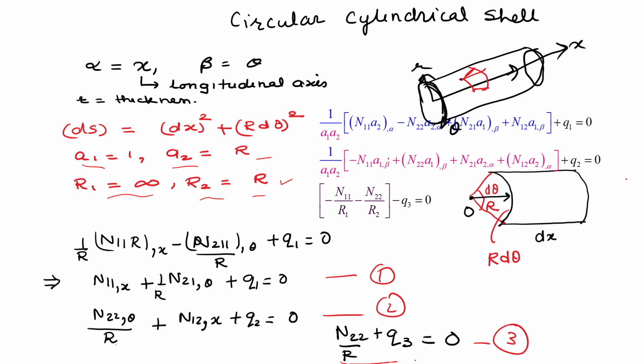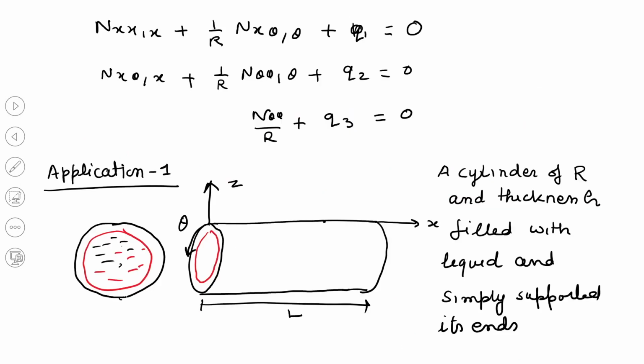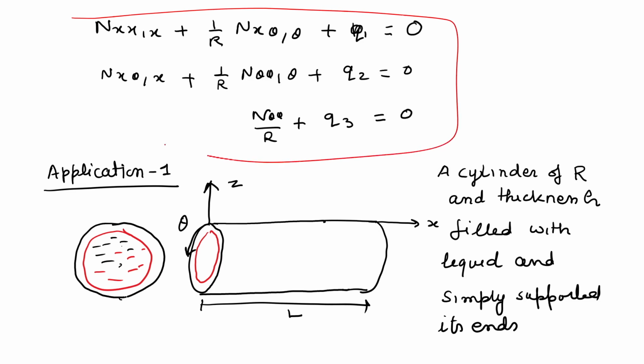From here, the third equation directly says that n theta theta or n22 can be expressed in terms of r times the loading, if the loading is known to you. If you substitute here, then n12 can be obtained, and if you substitute here, then n11 can be obtained. So, in this way the third equation is solved first, then the second equation, and ultimately the first equation, and during that process, if some constants come, they are found out. So, the three equations are written in proper way: nxx comma x, nx theta comma theta plus q1.